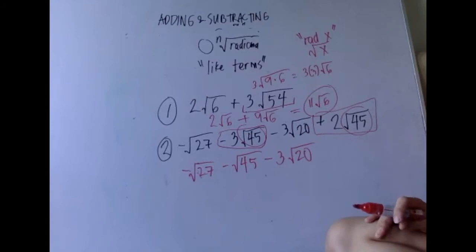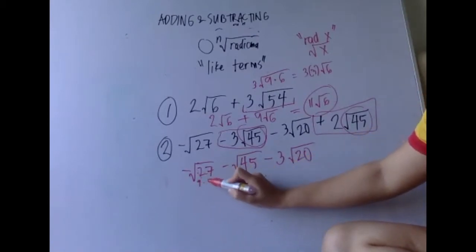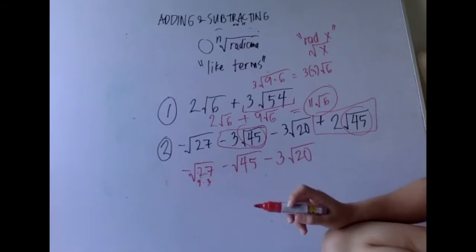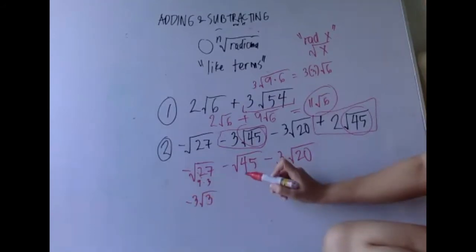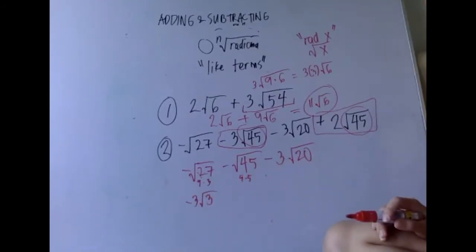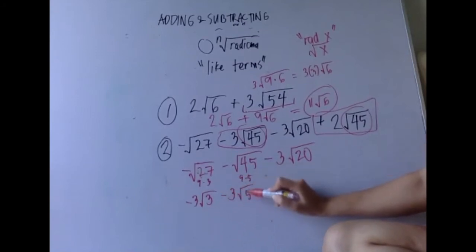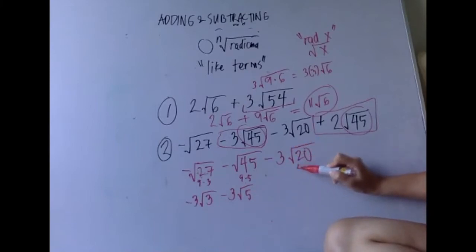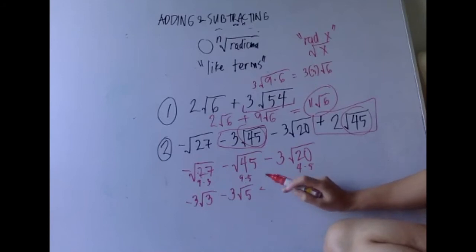Okay? Now, i-simplify natin isa-isa. Here, anong factors niya? 9 and 3. Okay, so pwedeng ilabas yung 9. Magiging negative 3 square root of 3. How about here? Factors ito is 9 and 5. Pwede natin ilabas yung 9. We will have negative 3 rad 5. Okay, how about here? Ang factors ito is 4 and 5. Pwede natin ilabas 4, 3 times square root of 4 or 2. That's equal to 6. So, minus 6 square root of 5.